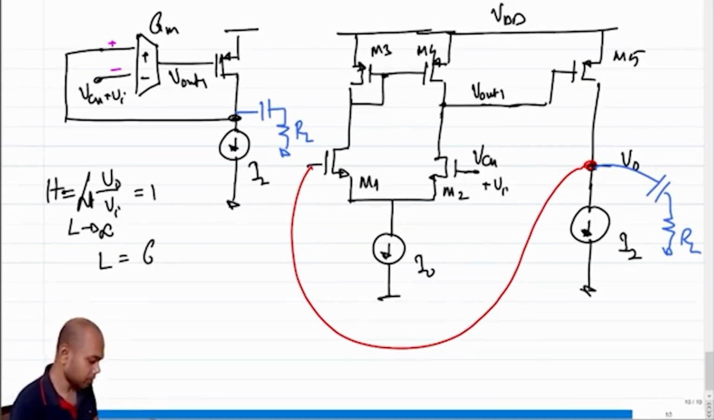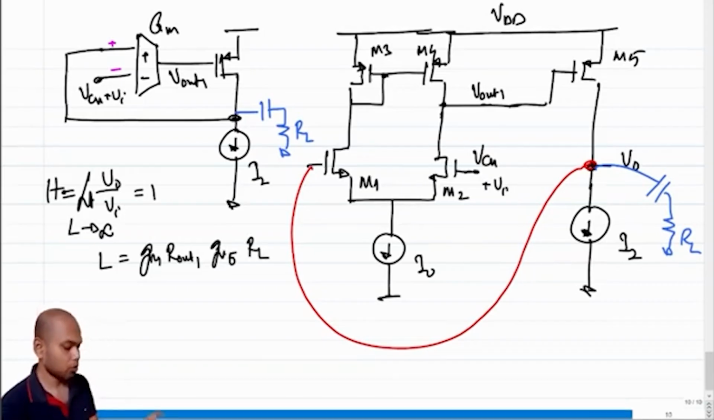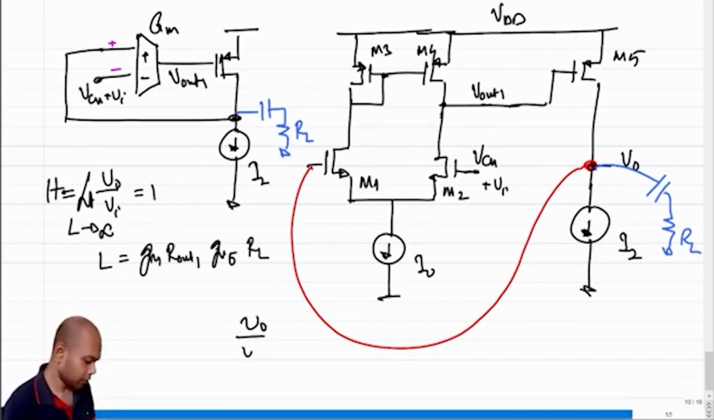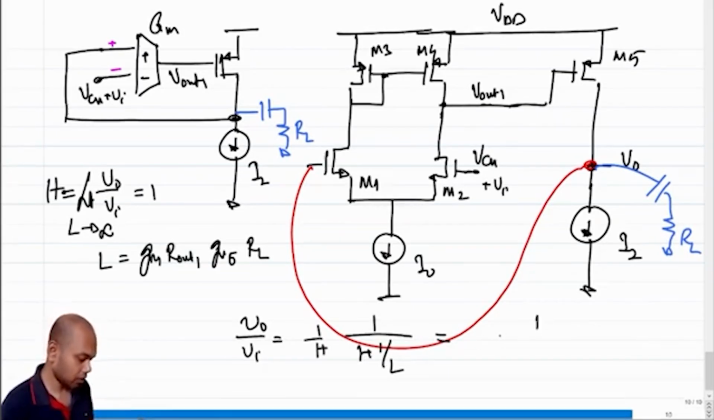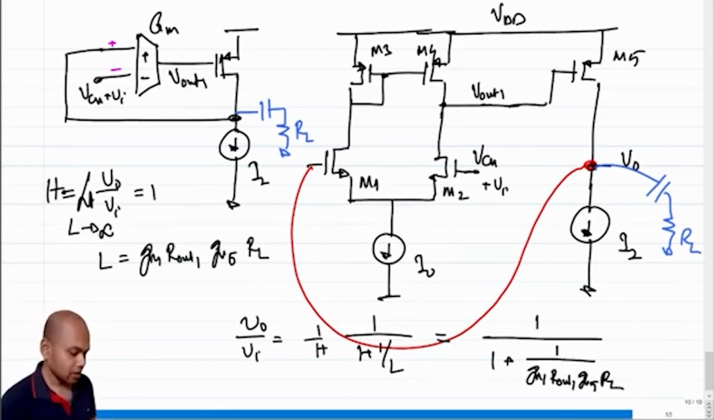Loop gain we know is, in this case, GM1 Rout1 GM5 times RL, correct? So what is incremental V naught over Vi? Incremental V naught over Vi is 1 over H times 1 by 1 plus 1 by L. H is 1, so all it becomes is 1 plus 1 over GM1 Rout1 GM5, right?